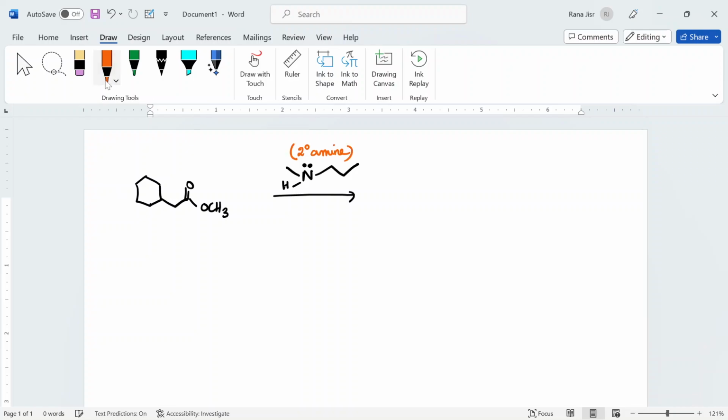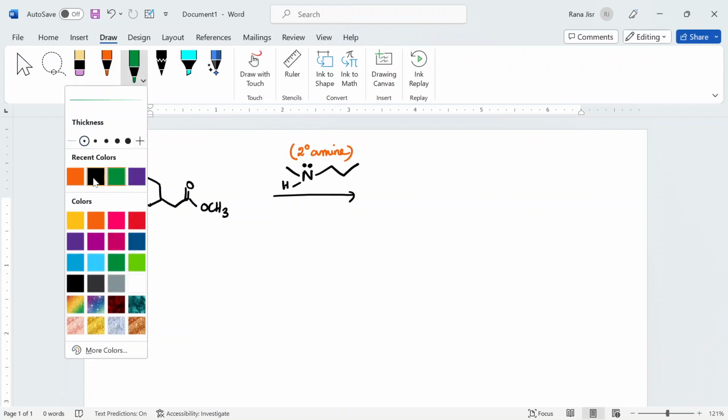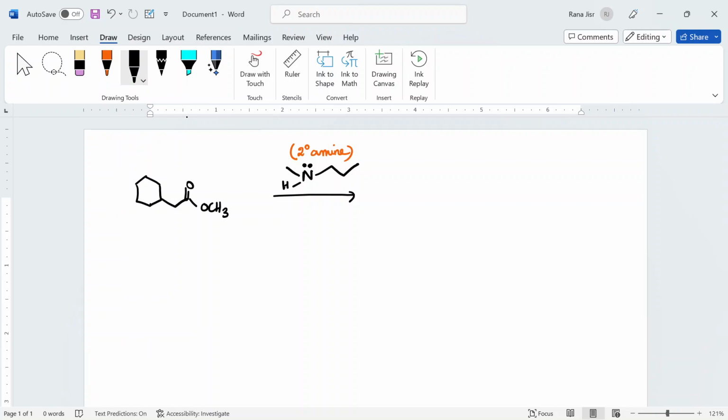Okay. Let's start with the mechanism of the reaction. Since it is a nitrogen base in there, the medium is going to be a basic medium. And if it is a basic medium, then the nucleophile is going to immediately come, attack the carbon, and form a negative charge on the oxygen.